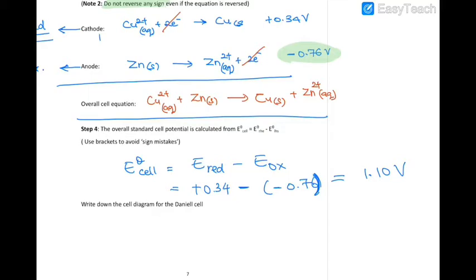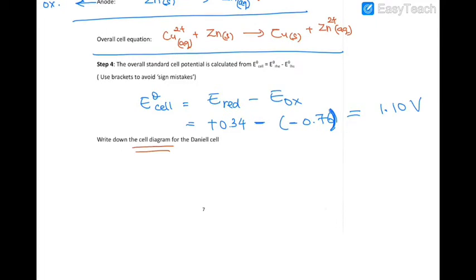Make sure that you include brackets so that you can flip the sign as required. Do not try to flip any sign beforehand. You might get confused about when to flip and when not to flip. It's better that you don't flip any sign and that you compute it using the equation reduction minus oxidation. You're always going to get it right.